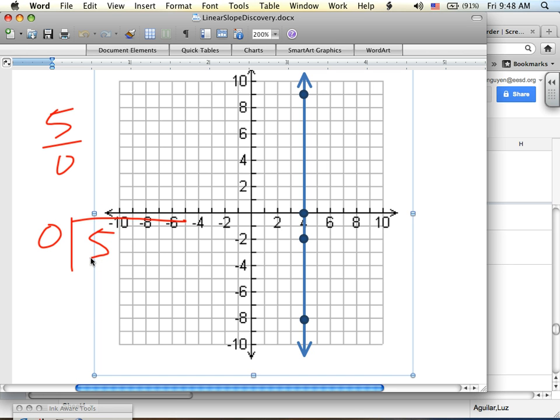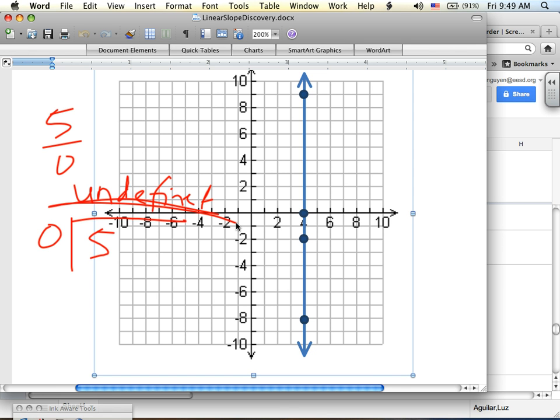Let's start multiplying. 0 goes into 5 how many times? 0. Really? 0 times 0 is 0. So it doesn't work. 0 times 1? 0. 0 times 2? 0. 0 times 3? 0. Can 0 ever go into 5? No. Never. You can sit here and try for the rest of your life and you will never find the answer. Because of that, the answer is undefined. So whenever you have the 0 at the bottom, or a vertical line, the slope is always undefined.